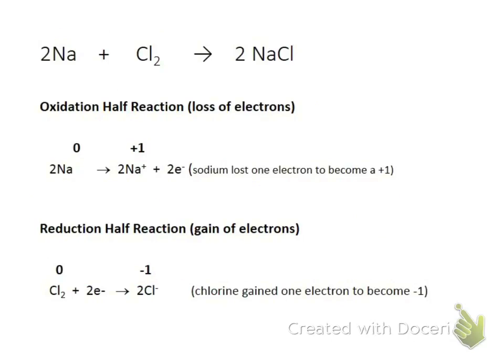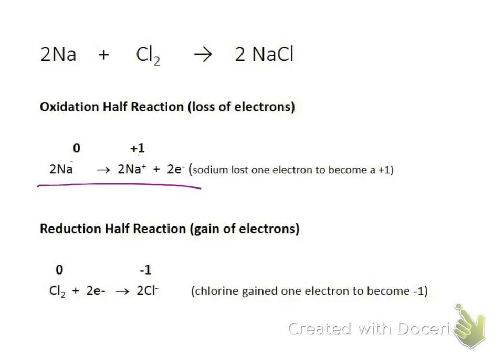So here is an example. We have sodium plus chlorine gas going to NaCl. Remember, we're going to break it up into the half reactions. Sodium, in this case, is losing 1 electron, and the charge is going from 0 to +1. So since it got more positive, it is the one that's oxidized, because it got more positive.